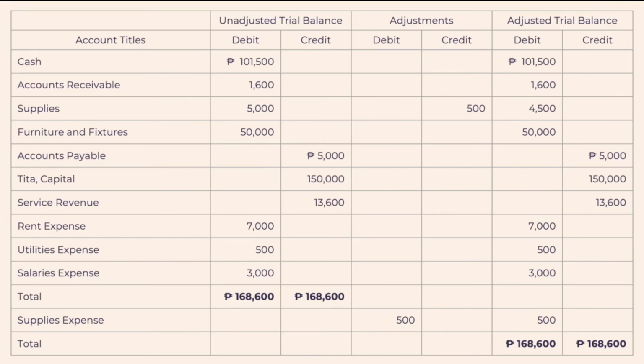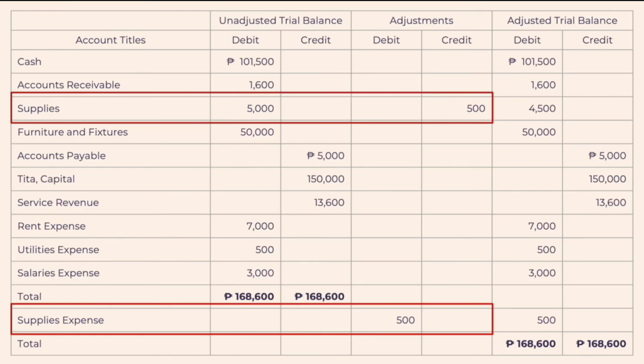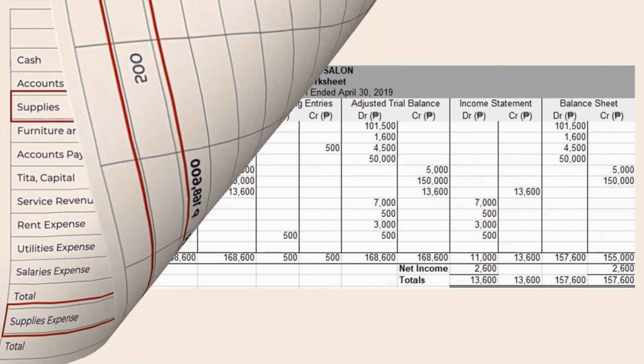In the adjustment entries, we credit 500 in the supplies account and added supplies expense account with the debit of 500 pesos. After doing so, we combine unadjusted trial balance and adjustment entries to make adjusted trial balance. On our next slide, I'll show you a real-life example of worksheet. You can pause the video to see and analyze the document.